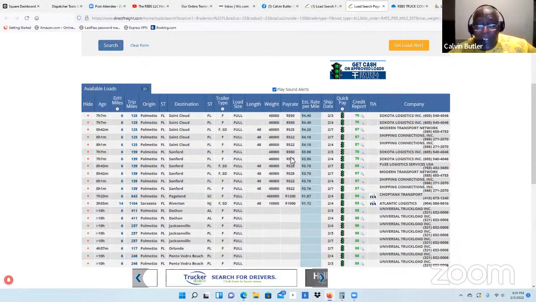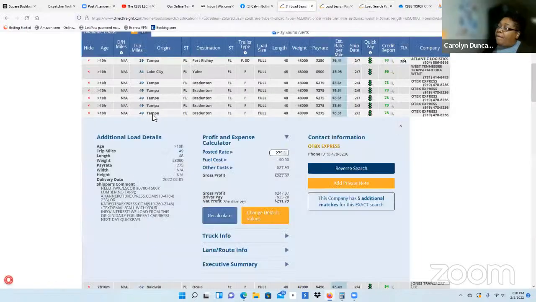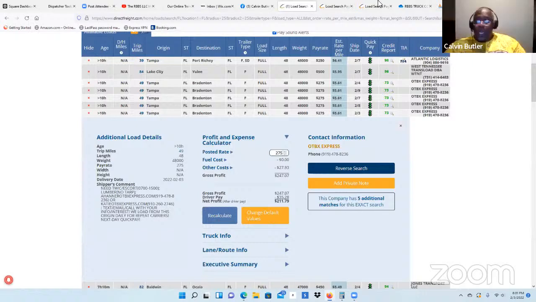And if I choose this one right here on the same day, and this is a dedicated too, so we're already on that everyday run 5 days a week. So I go ahead and choose this one and I do another reverse search on this one. And let's see if I find something going back to where? Tampa, right? Because that's where your first load started at, right? So let's see if we can find something that's headed back towards Tampa.